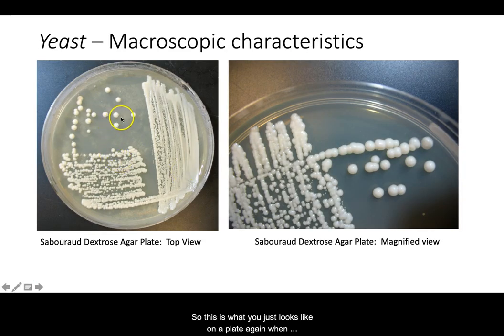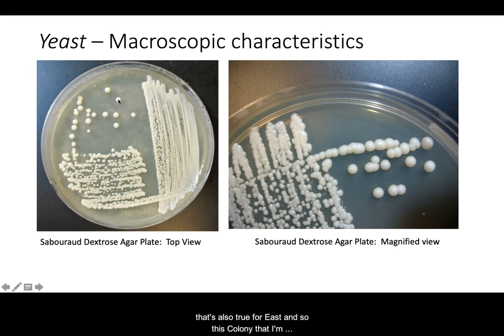So this is what yeast looks like on a plate. Again, we're using a Sabouraud dextrose agar plate. And they look just like colonies, and that's indeed what they are. One thing that you may recall is that bacteria also form colonies. When you have a well-isolated colony, you can then say that's derived from a single cell.